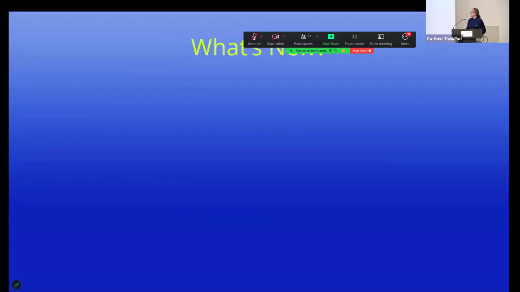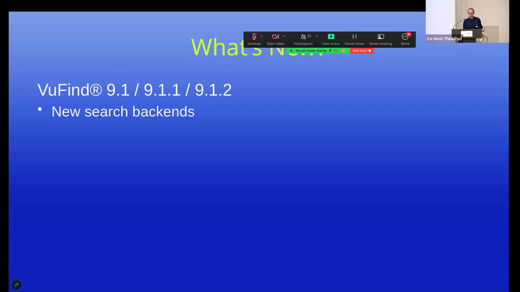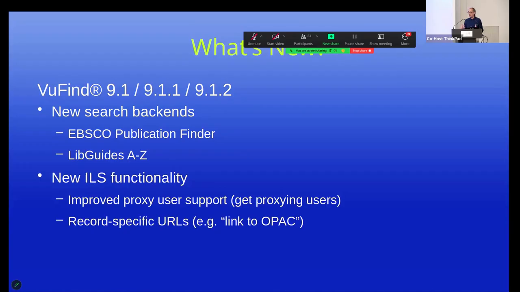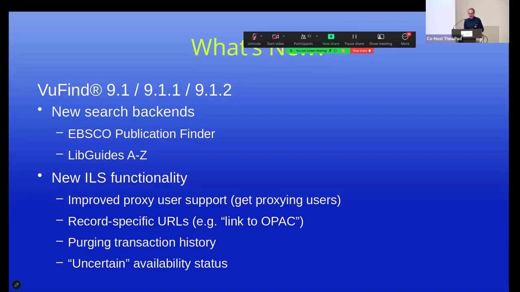So, moving on, let's start by talking about what is new since last year. First of all, we have our traditional minor release, VuFind 9.1, and a couple of bug fix releases. This added some new search backends to the software, specifically integration with EBSCO's Publication Finder and with the databases A to Z lists and LibGuides, bringing the ability to pull in data from more sources into your search results. It also added some interesting new ILS functionality, improved support for representing user proxy relationships, the ability for ILS drivers to return record-specific URLs. For example, if you want to be able to link to native functionality from inside of VuFind, the ability to purge transaction history, and a little more nuance in representation of item availability. We can now explicitly say we're not sure instead of just a binary, yes, it's available, no, it's not.